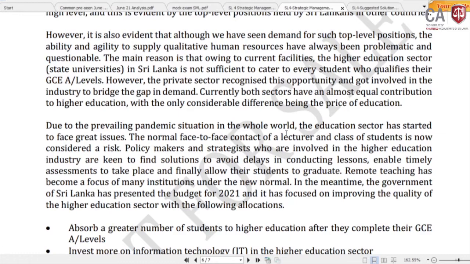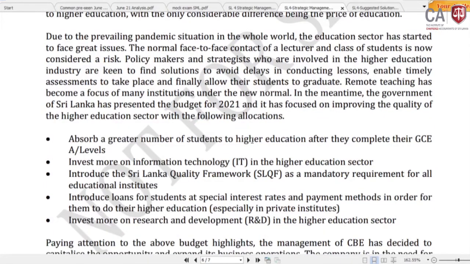Due to the prevailing pandemic situation in the whole world, the education sector has started to face great issues. The normal face-to-face contact of a lecturer and a class of students is now considered a risk.